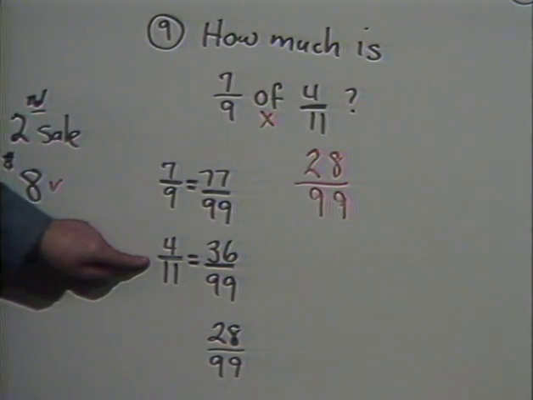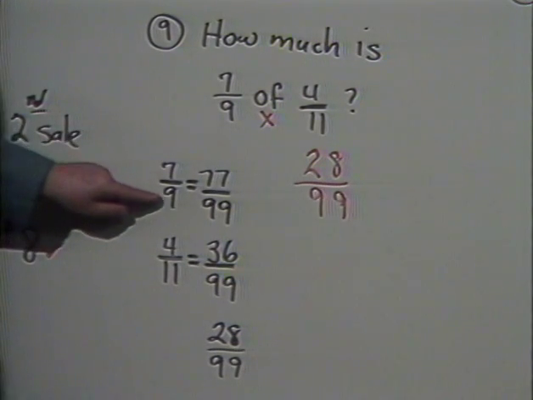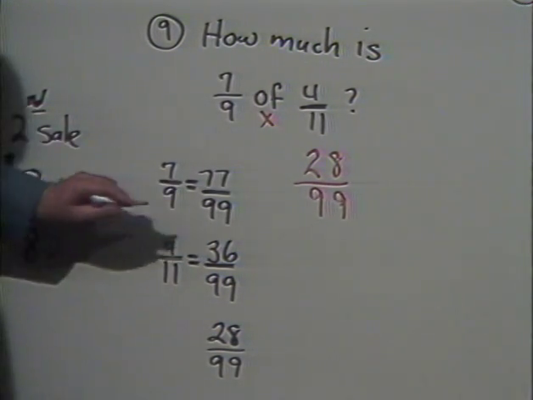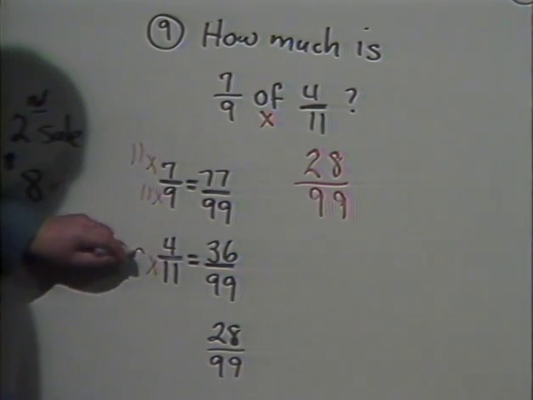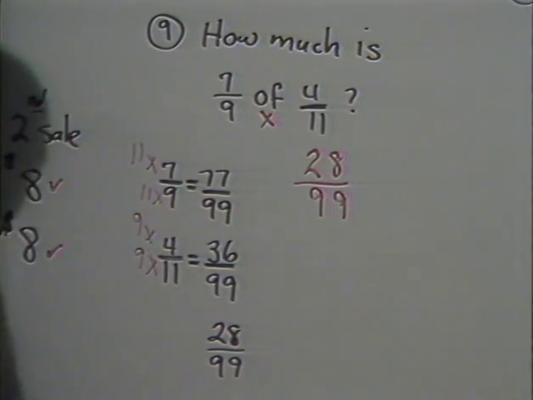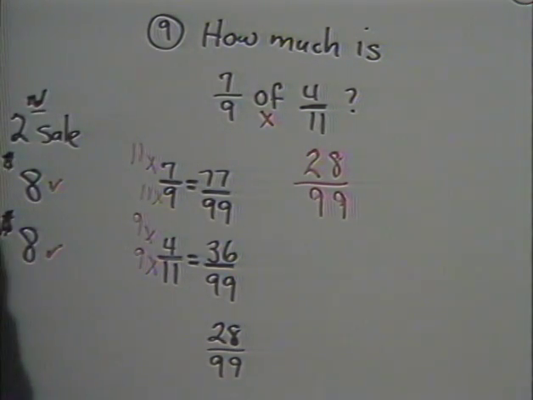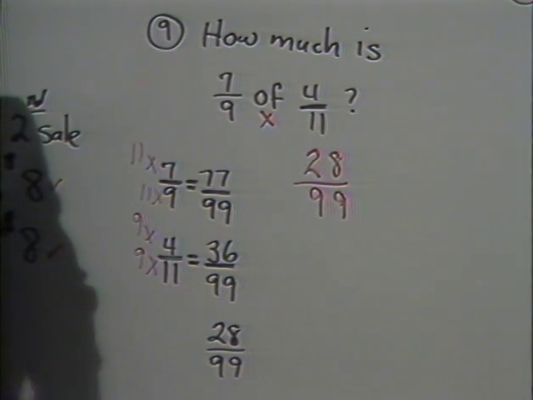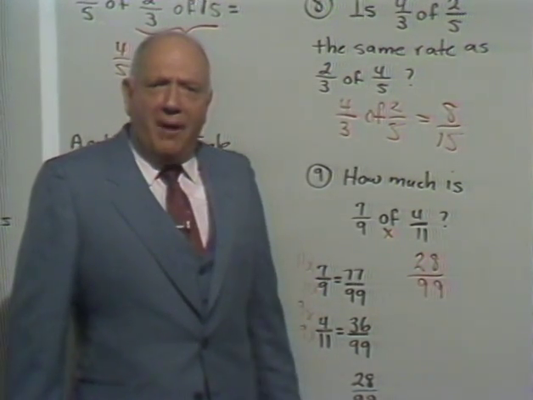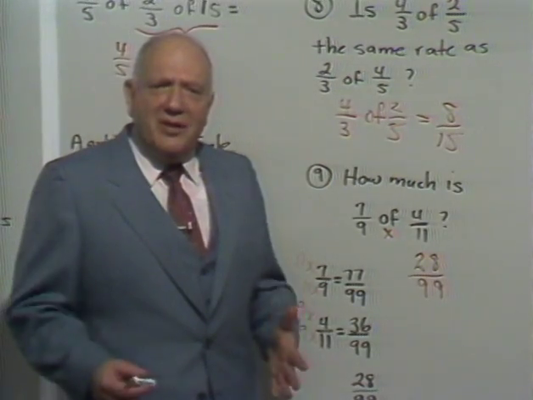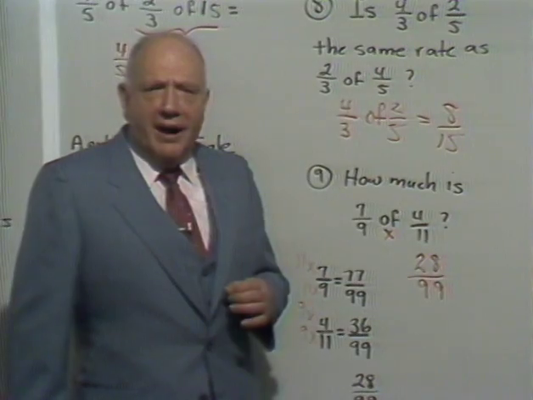Remember how we compare fractions? We get a common denominator, then we compare the numerators. 7/9 is the same as 77/99. Remember that? And 4/11 is the same as 36/99. Notice that the answer is smaller than either factor. And the reason is that when you multiply fractional parts, you're taking a fractional part of a fractional part. If I take 2/7 of something, that's less than the whole thing. See, I'm taking a part of a part, okay?